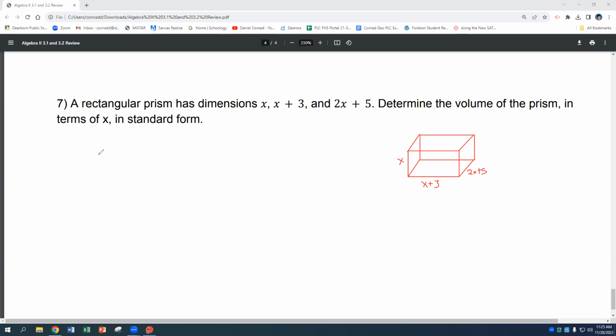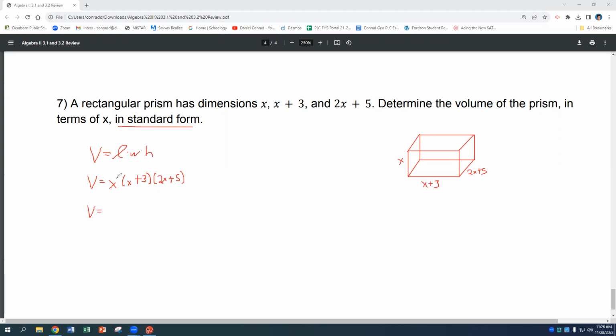Okay, the volume is length times width times height. So basically, we're just going to multiply those three together. So we're going to do x times x plus 3 times 2x plus 5. And there you go. We just need to write that out, distribute, and we'll have our answer for volume in standard form.